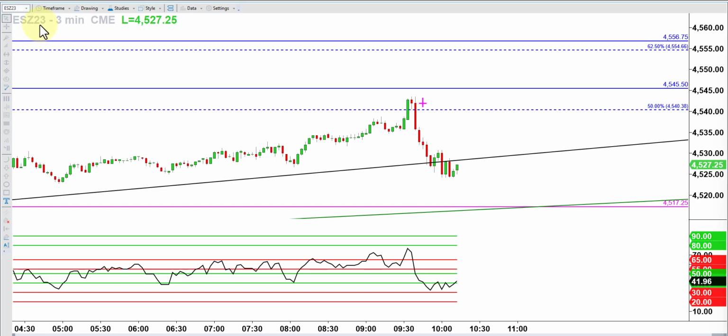We'd been on September the past few months, and now we've moved to Z23. So if you're new to futures, keep in mind that futures aren't like a stock ticker that just lives forever. Okay? You have to be on a certain contract to make sure you're trading with the current liquidity and volume.